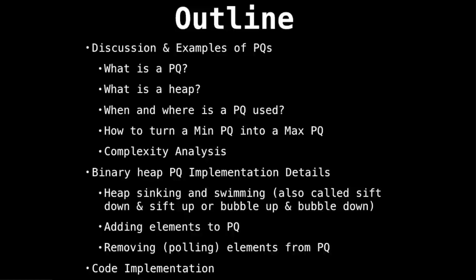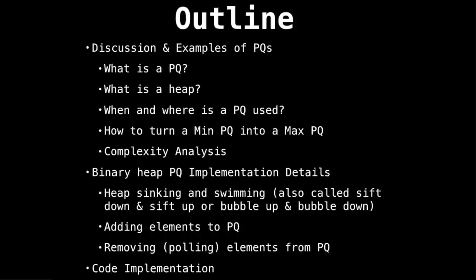So the outline for the priority queue series is we're going to start with the basics, talking about what are priority queues and why they're useful. Then we'll move on to some common operations we do on priority queues, and also discuss how we can turn min priority queues into max priority queues, followed by some complexity analysis. Then we'll talk about common ways we implement priority queues. Most people think heaps are the only way we can implement a priority queue, or that priority queues somehow are heaps. I want to dispel that confusion.